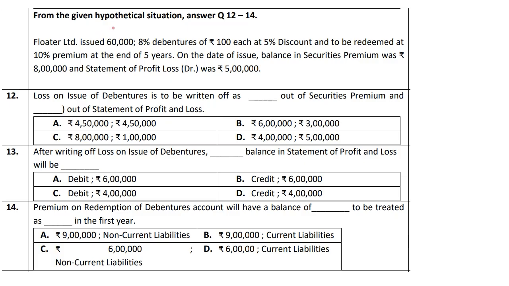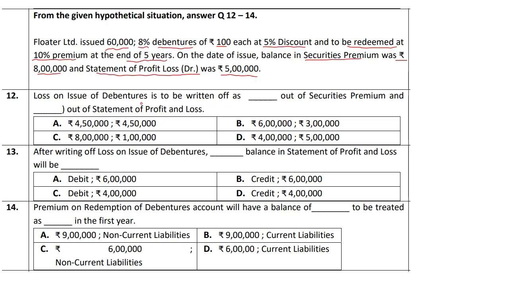From the given hypothetical situation, answer questions 12 to 14. Floater Limited issued 60,000 8% debentures of 100 each at a 5% discount to be redeemed at a 10% premium at the end of 5 years. On the date of issue, balance in the securities premium was 8 lakhs and statement of profit and loss debit 5 lakhs. Loss on issue of debentures is to be written off as dash out of securities premium and dash out of statement of profit and loss.